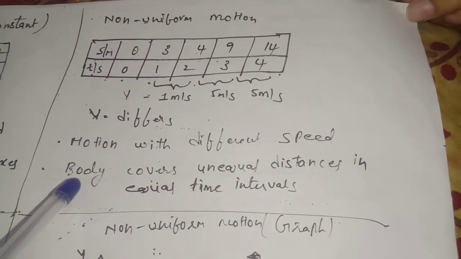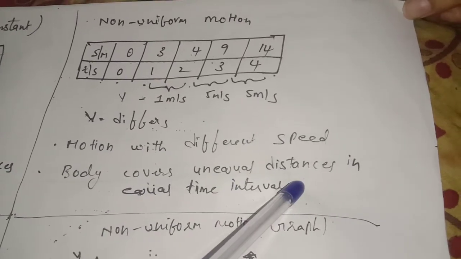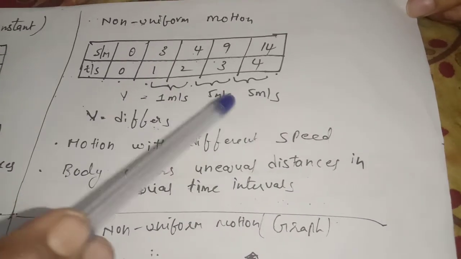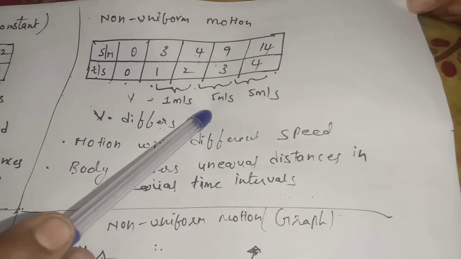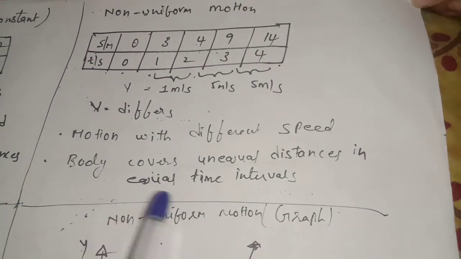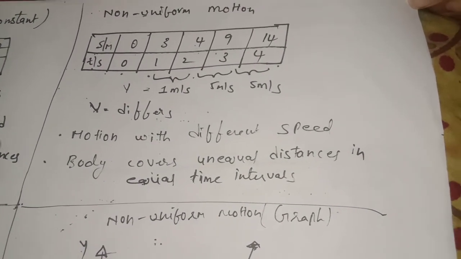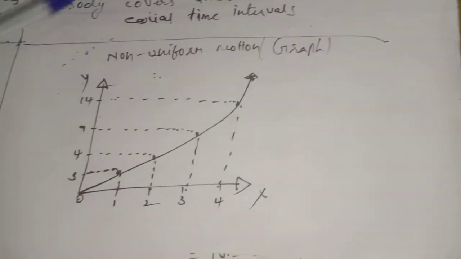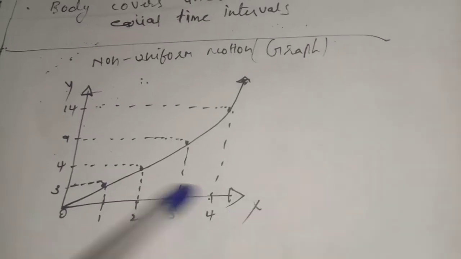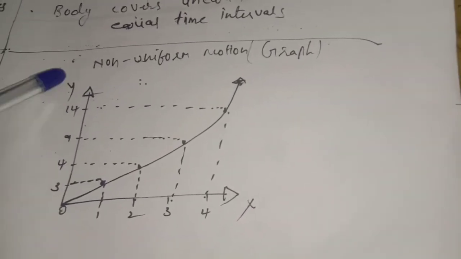How do you find out? The body covers unequal distances. So how much is it covering? Unequal distances: 1 meter per second, 5 meters per second, 5 meters per second. It is covering with different velocities. So we have to represent it in a graphical way. How do we represent it? We know that time is on the x-axis and the other quantity on the y-axis.